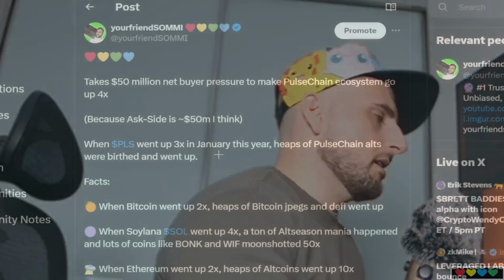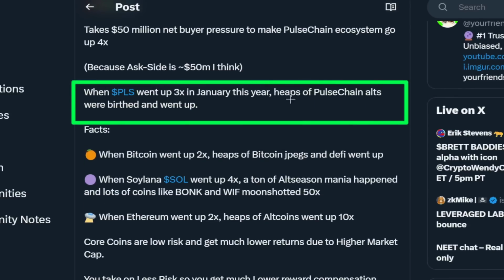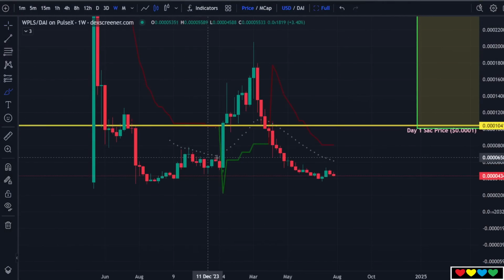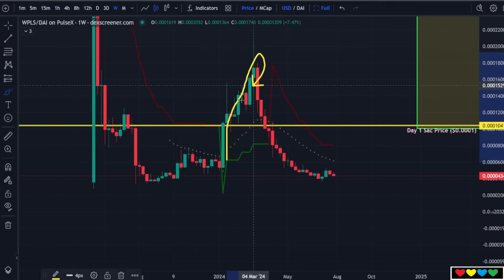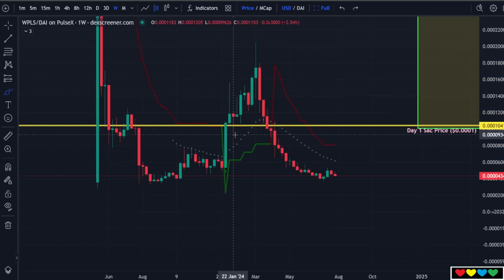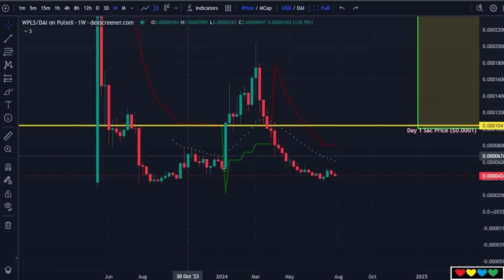But let's go through some examples of what's happened before. When Pulse went up 3x in January this year, heaps of PulseChain altcoins were birthed and went up. I'm going to play you some nice pump music while we check out that chart. You can see it right here. You see this part? This was altcoins starting to move in PulseChain, big time. You had pDAI, Teddy Bear, things started moving around this vicinity.